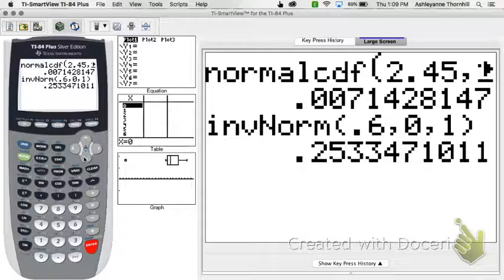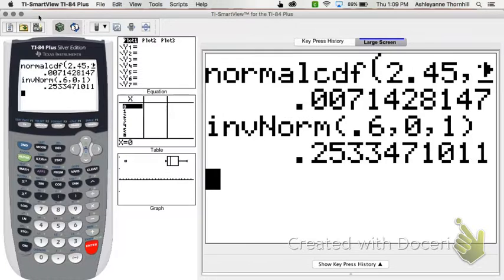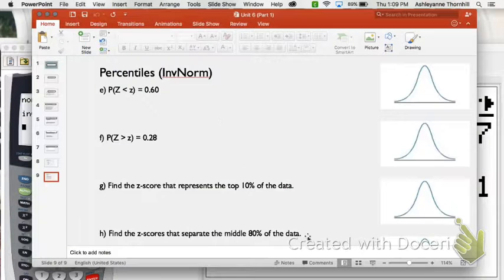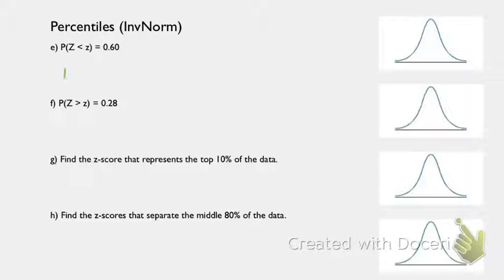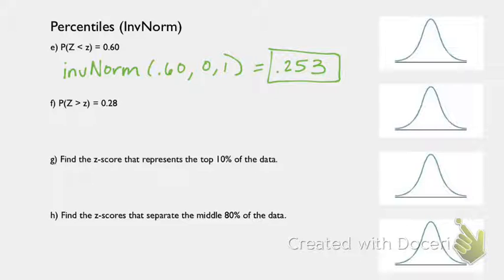0.253. Do we have to show work on this? Yeah, so for this one, we're going to show our work. We're just going to put what we typed in the calculator, which would be inverse norm 0.6, 0, 1, and you got 0.253. You guys don't have a normal curve on yours, but it doesn't hurt to draw them just to visualize, because sometimes when you do this, you get a really wacky answer and blindly you'll just put it down, but you need to evaluate, does my answer make sense? So in this case, yes, it does, because it should be positive.